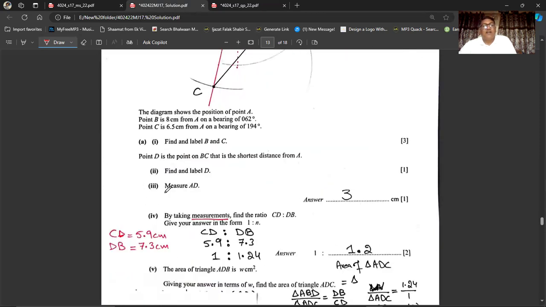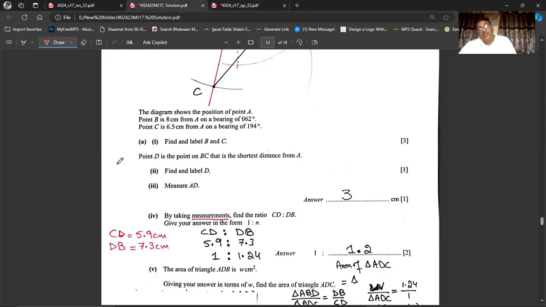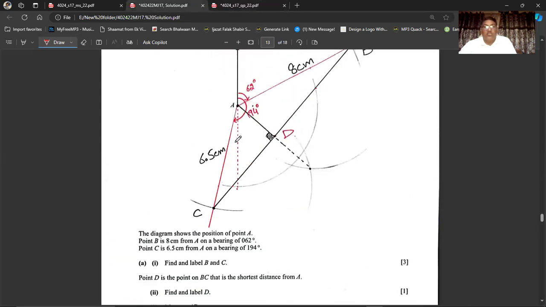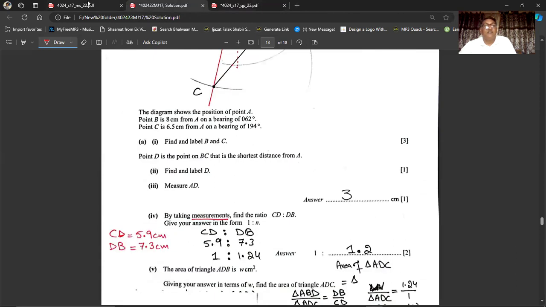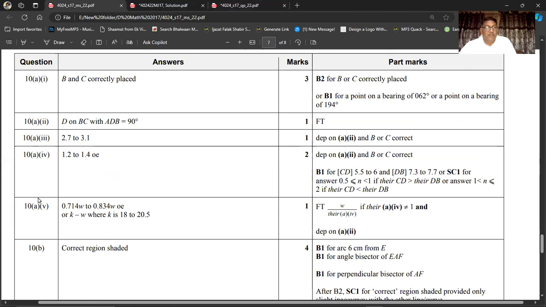The next part says measure AD. Measure means that with the help of an instrument, you have to measure it. So with the help of the scale, I have measured AD, and this is 3 centimeter. So this is from 2.7 to 3.1. So our answer is 3 centimeter, which is the right answer.